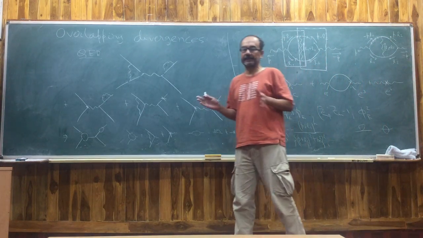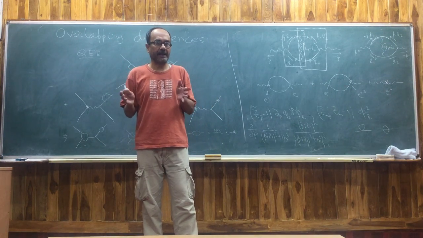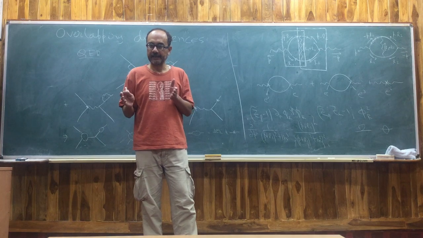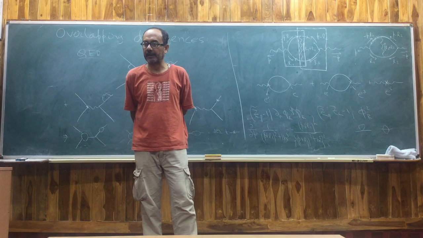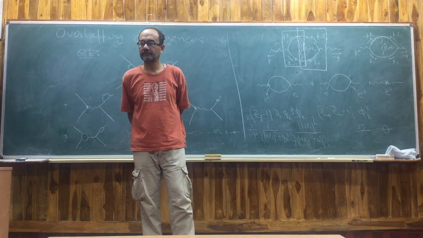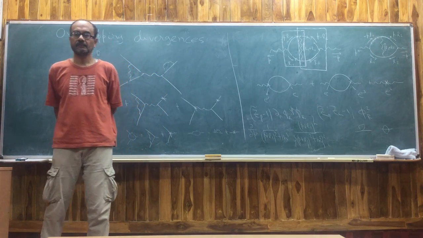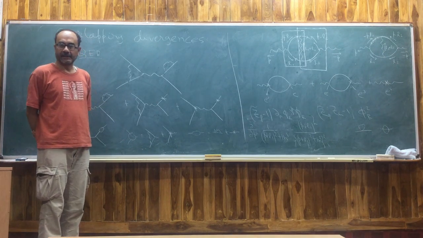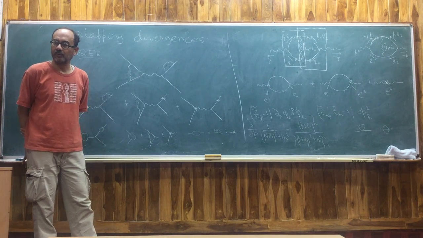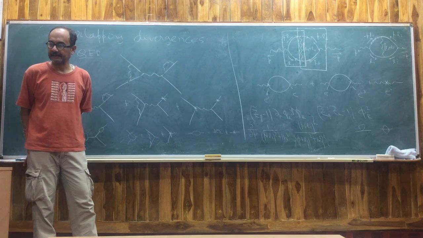So the net upshot is that the overlapping divergences have to be dealt with, okay? But one can show that overlapping divergences do not spoil renormalizability. Eventually you can show that the divergences do cancel once you have power counting renormalizability. Other questions? Okay, this is something that I'll not prove. There are old-fashioned proofs, there are new versions of proofs, but it can be shown that these overlapping divergences cancel.